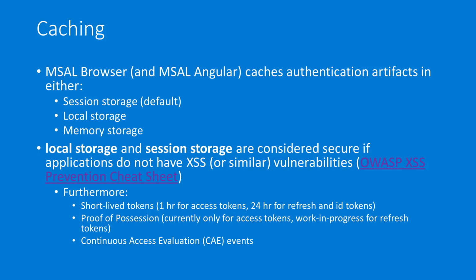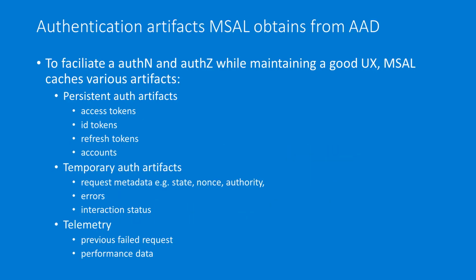So I'll continue with this. I want to talk about what kind of artifacts are in the cache. Well, we already discussed that we have ID tokens and access tokens in the cache. On top of that, we have refresh tokens. We have account objects that MSAL creates. Then we have some temporary data like request metadata, errors, the current interaction status, and so on. And then we have some entries for telemetry. If you want more details on this, feel free to take a look at our documentation. There'll be more information about caching there.